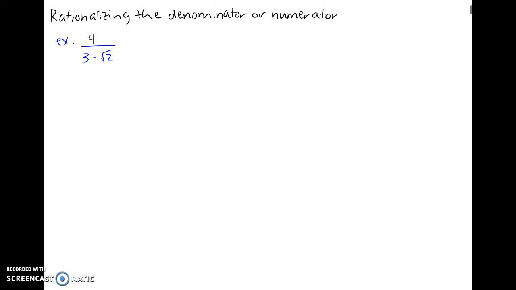Okay, so we've talked about rationalizing the denominator when you have something like 1 over root 2. You multiply by root 2 over root 2, which gives you root 2 over 4, and you got rid of the square root in the denominator.